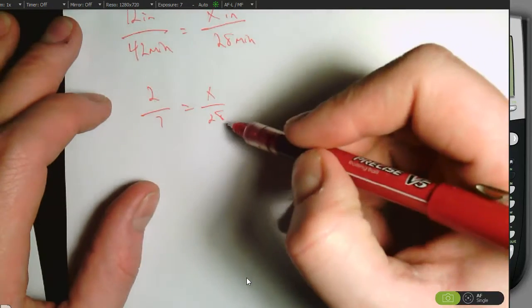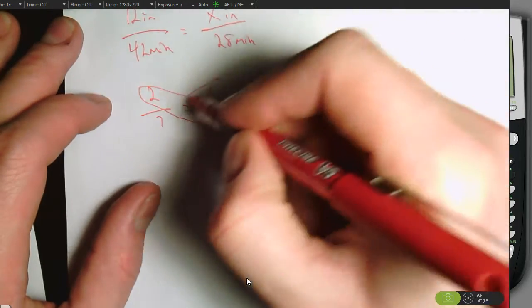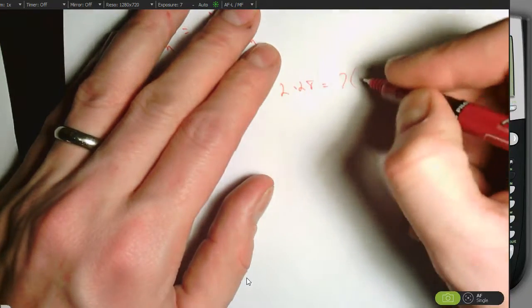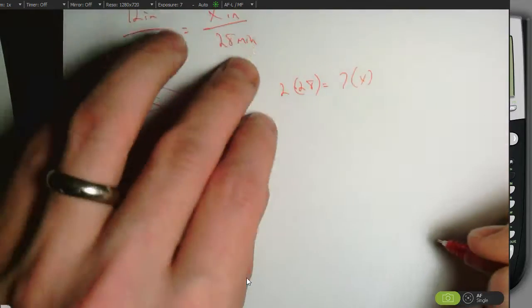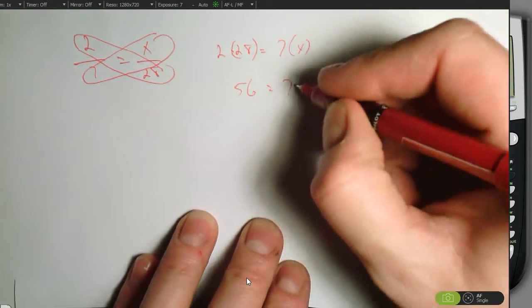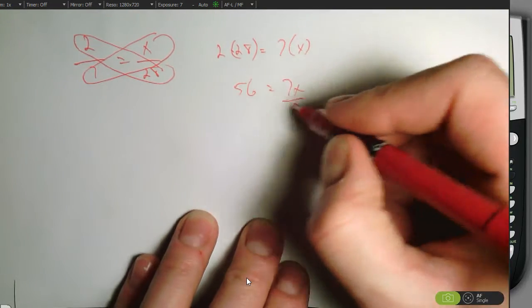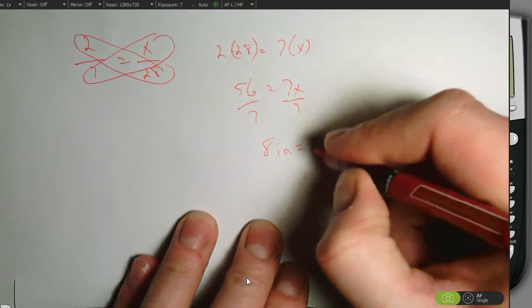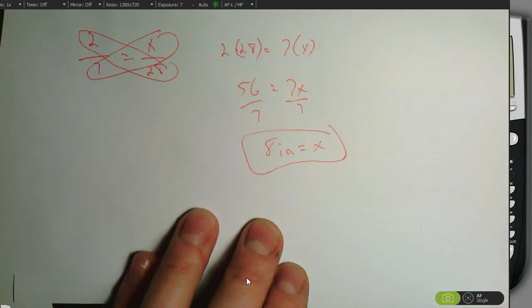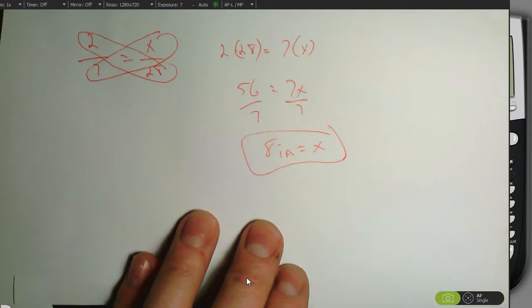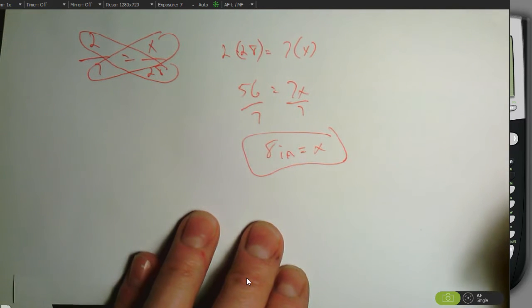Now cross multiply, 2 times 28, 7 times x. Okay. 2 times 28 is 56. 7 times x is 7x. Divide by 7. This one divides out nicely. 8 inches. So we should get 8 inches of rain in 28 minutes if it's raining at this rate, which is, again, the fastest ever known.